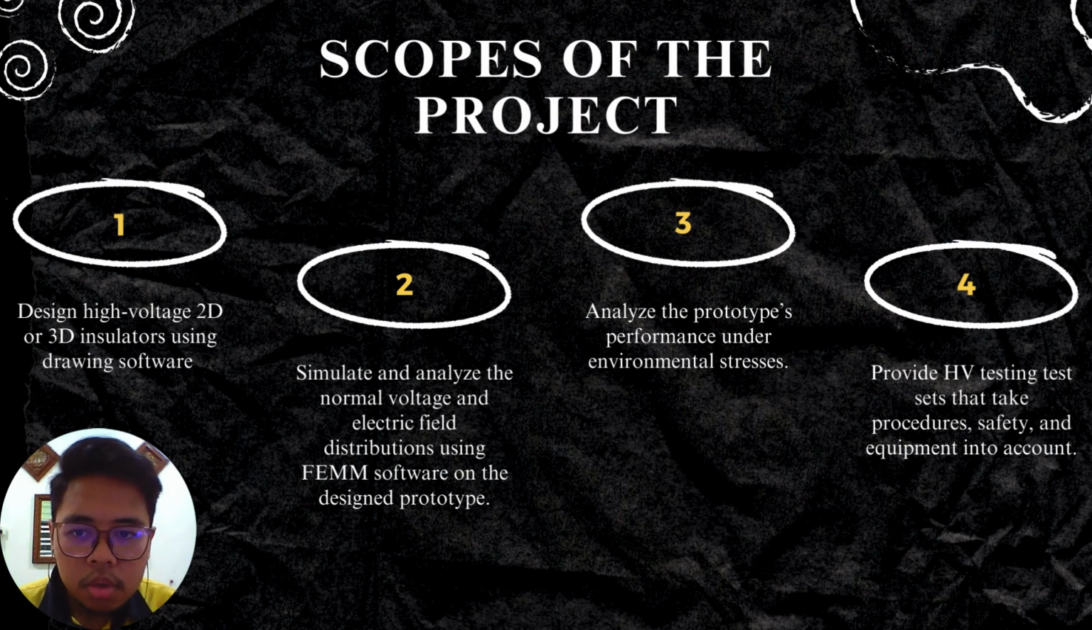So the scope of the project is, first, to design a high voltage 2D or 3D insulator using drawing software. Second, simulate and analyze the normal voltage and electric field distribution using FEMM software on the design prototype. Third, analyze the prototype performance under environmental stress. Fourth, provide an HV test set that takes procedure, safety, and equipment into account.